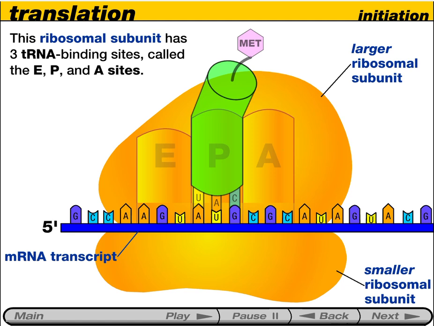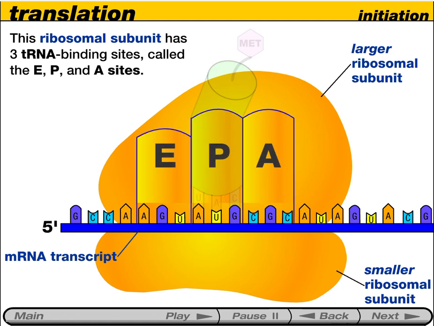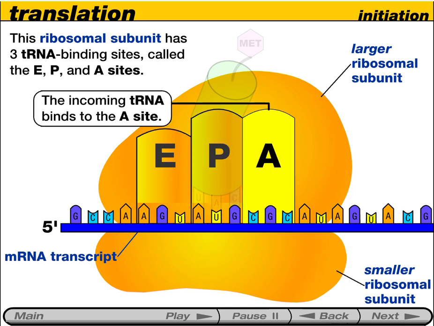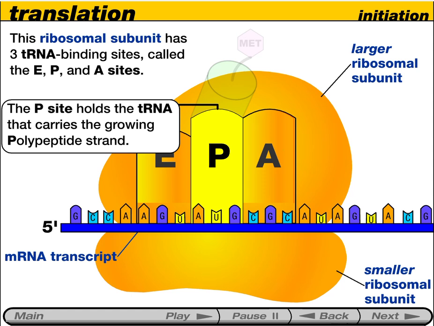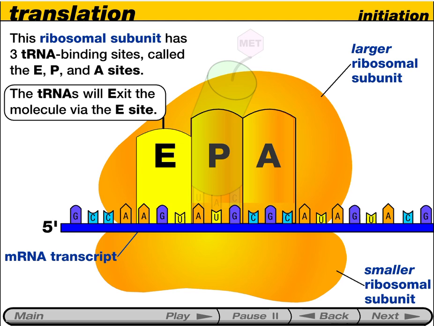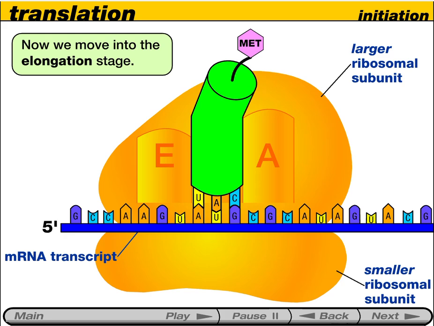This ribosomal subunit has 3 tRNA binding sites called the E, P, and A sites. The incoming tRNA binds to the A site. The P site holds the tRNA that carries the growing polypeptide strand. The tRNAs will exit the molecule via the E site. Now we move into the elongation stage.